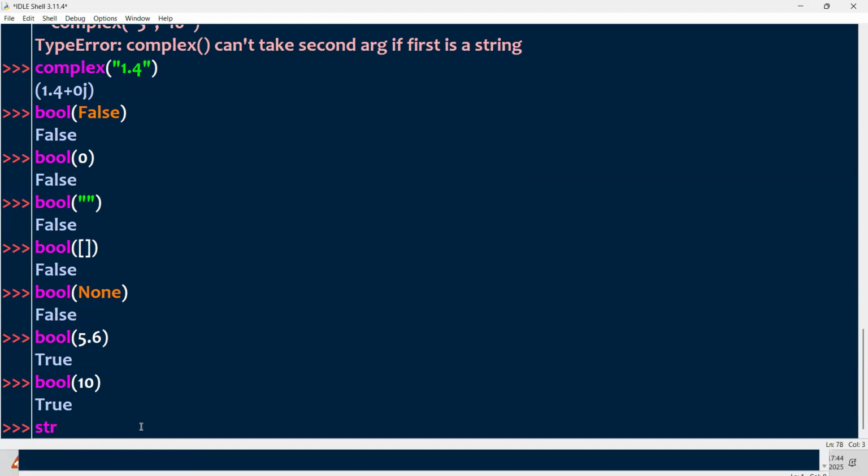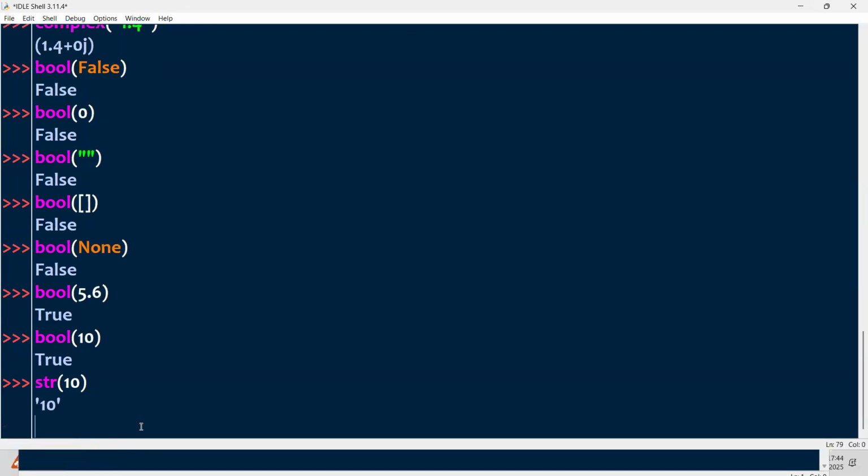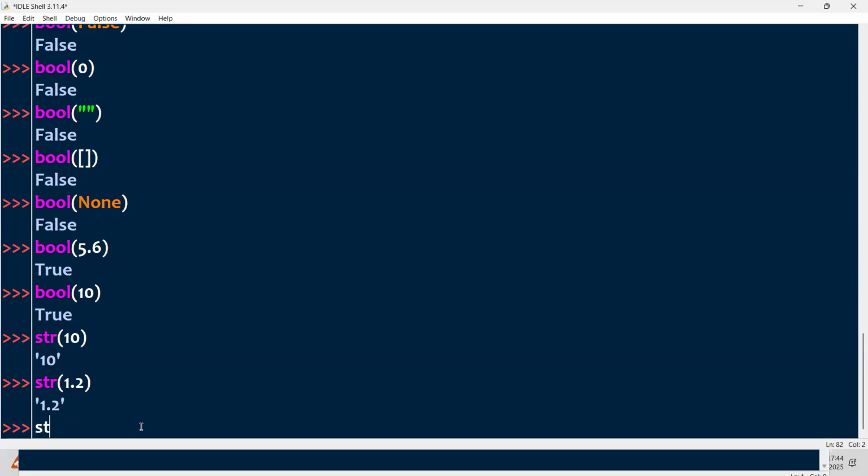Next, str function. See, there is no incompatible or errors in the case of this. We can pass any type of data here. str of, you can convert the integer to string. Next, same. You can also convert the float to string. You also can convert complex to, can we convert complex to string? Possible? Yes.